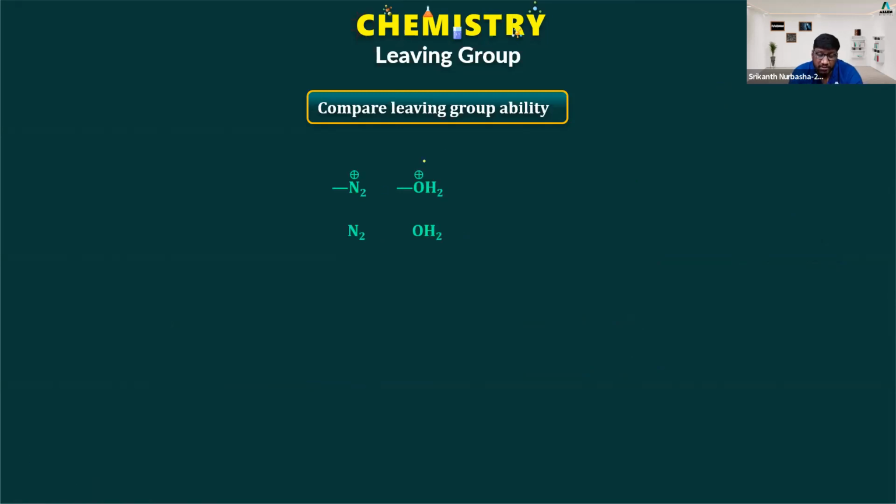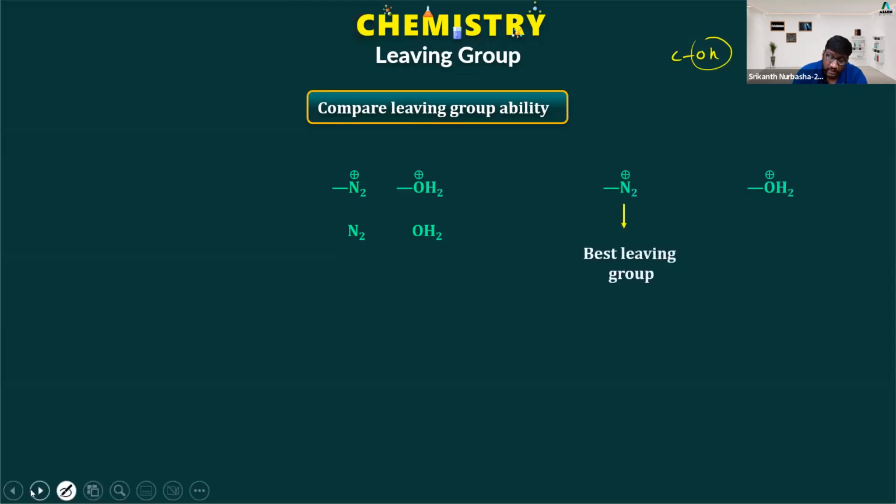N2 plus, OH2 plus. OH is a very poor leaving group. What happened to OH2 plus? OH is a very poor leaving group, but OH2 plus, that is water, is a very good leaving group. N2 plus is also a very good leaving group. Yes or no? N2 plus is the best leaving group. OH2 plus is also a good leaving group. When compared, which is greater? N2 plus will be greater.